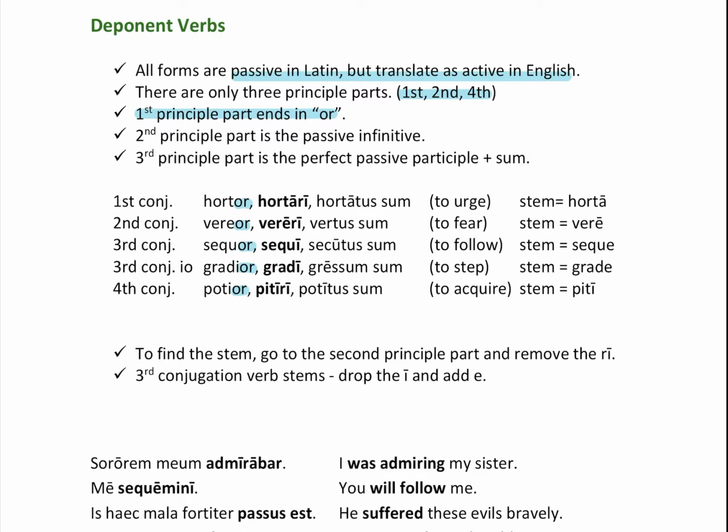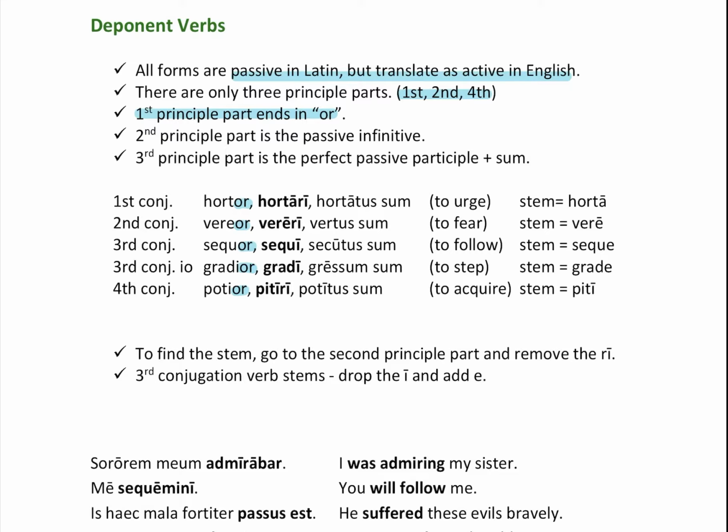So deponent verbs are recognized by their three principal parts. And they only have three principal parts, and they are literally the normal first, second, and, well, the first, second, not the third that you know, but the fourth principal part. Now, the first principal part of a deponent verb always ends in OR. You can see it here. Always right here.